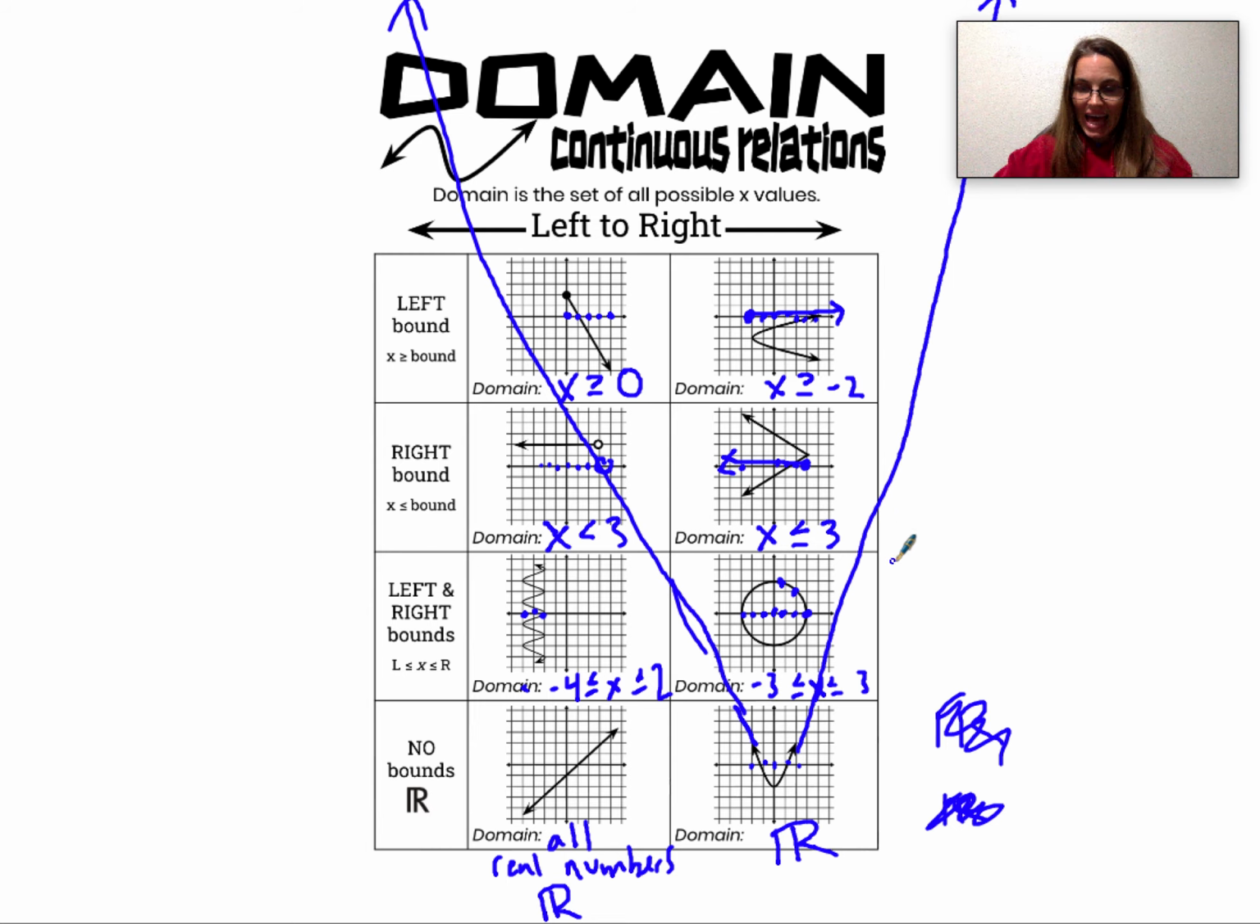To recap, we are mapping a two-dimensional graph and squishing it onto the x-axis to see what values of x are possible for that relation. We will be using our understanding of inequality symbols to do so. And the only time we won't have an equal to sign is if we have that open circle.